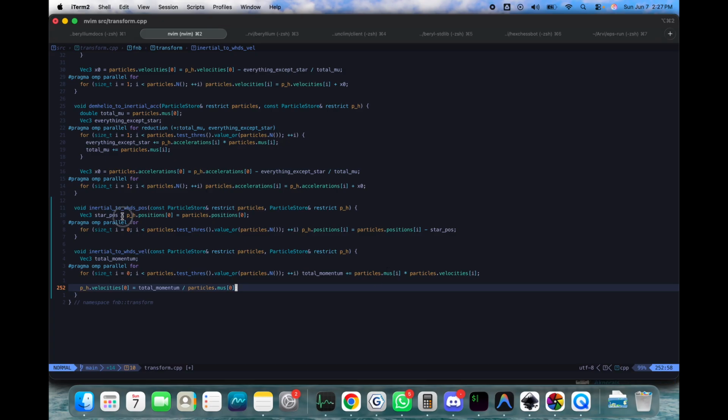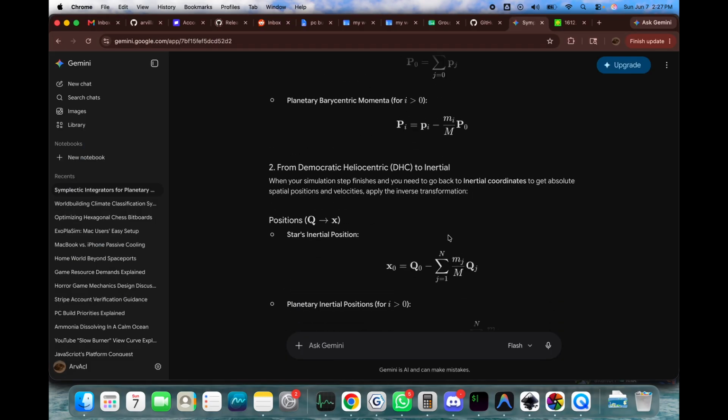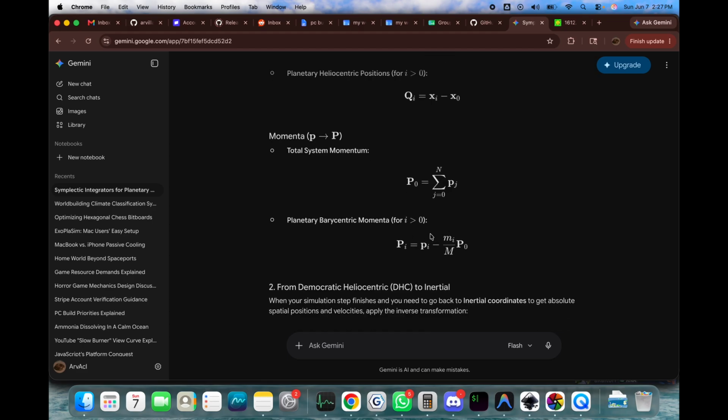Yes, this is a strategy to use. The assignment returns a reference to the original object. Therefore, I can just copy it into another variable. Okay, next. Now for planetary momenta, which is equal to velocity, pi equals pi minus mi over mp0.